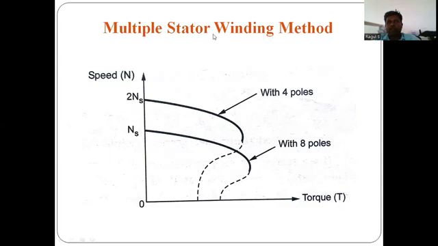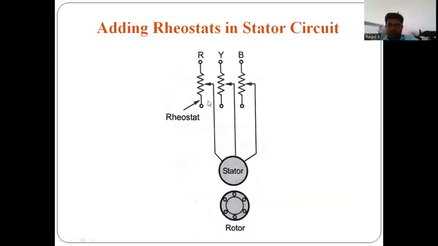Next is the multiple stator winding poles method. Ns equals 120 f by P, where P is the number of poles. Whenever we increase the poles, the synchronous speed is automatically reduced because the poles are inversely proportional to the synchronous speed. Through this graph, we can see a four pole machine has a very high synchronous speed. An eight pole machine consists of eight poles, which means the speed is very low compared to the four pole three phase induction motor.